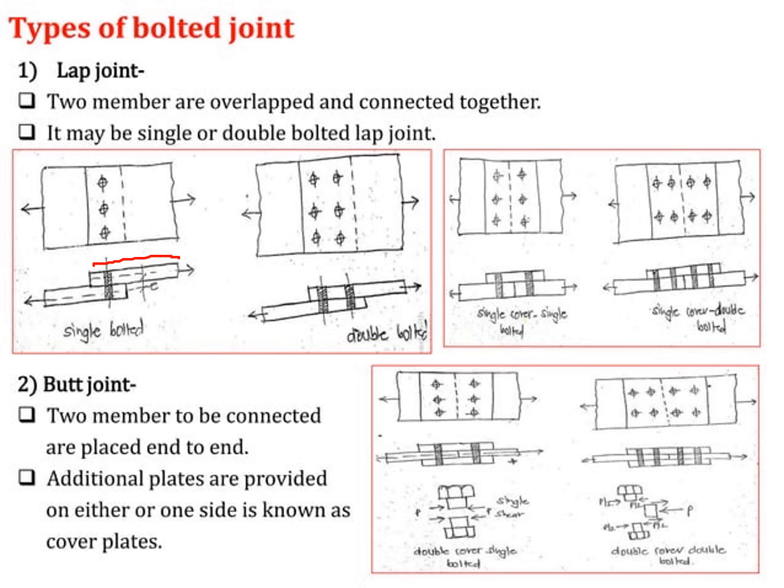In butt joint, two members are placed end to end and connected to form one member, that is known as butt joint. Additional plates provided on either side are known as cover plates. The figure shows the single bolted butt joint, and this is the double bolted butt joint. This is single cover butt joint, and this is single cover double bolted butt joint.